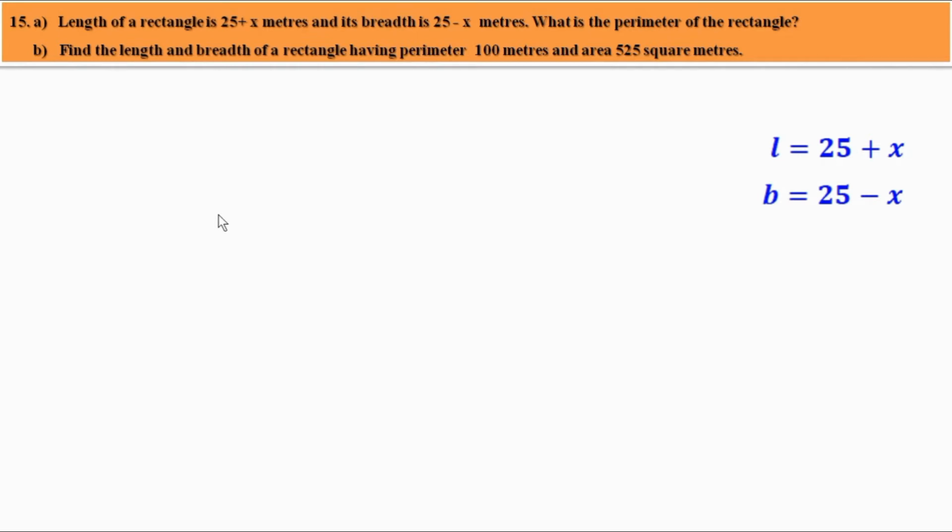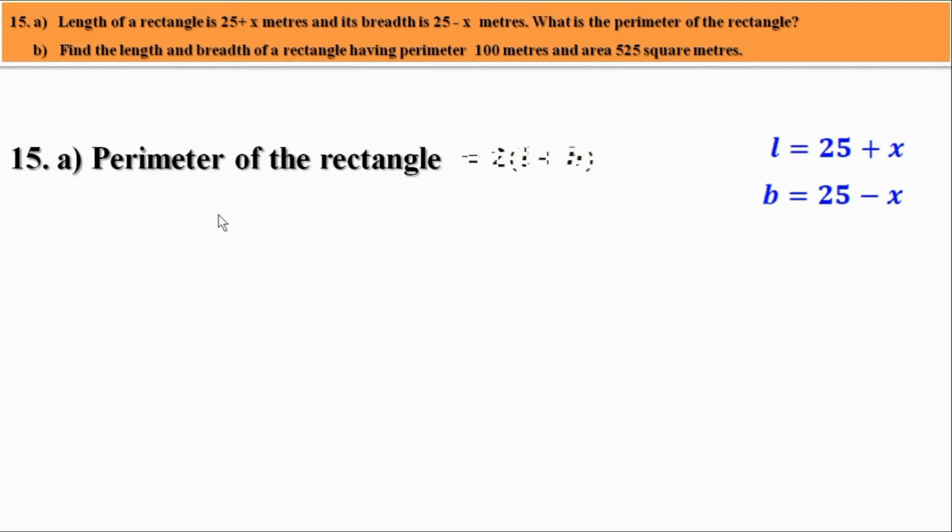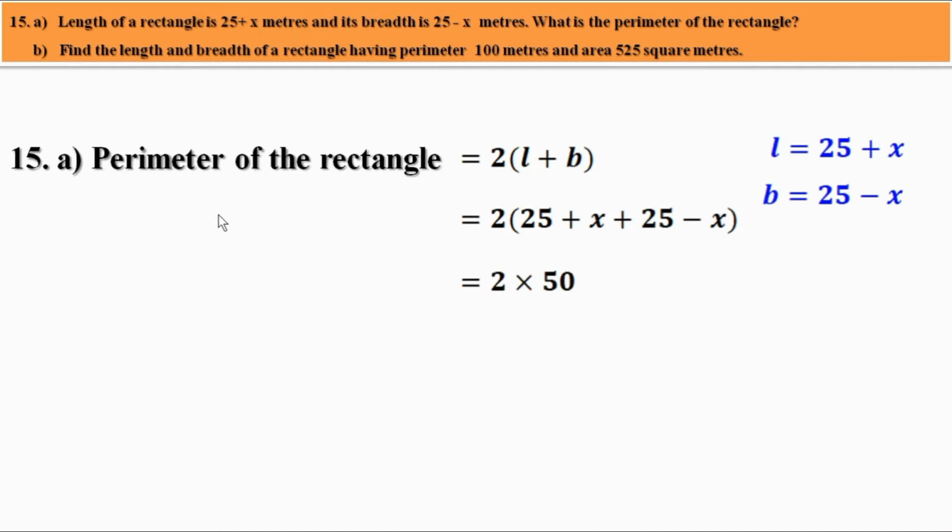Perimeter is 2 times length plus breadth, that is equal to 2 into 25 plus x plus 25 minus x. X minus x is 0. 25 plus 25 is 50. So we can write it as 2 into 50 and that is equal to 100. Therefore perimeter of this rectangle is 100 meters.